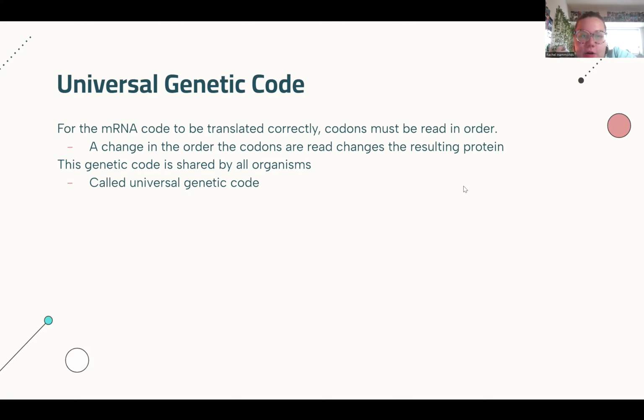So, the universal genetic code. For the mRNA code to be translated correctly, codons must be read in order. A change in the order in which the codons are read can change the resulting protein that is made, which would be really devastating for different functions and gene expression. It could even change the color of your eyes, or whether or not you can see. It can be really devastating. This genetic code, the fact that it needs to be read in order, is shared by all organisms. It's called the universal genetic code.